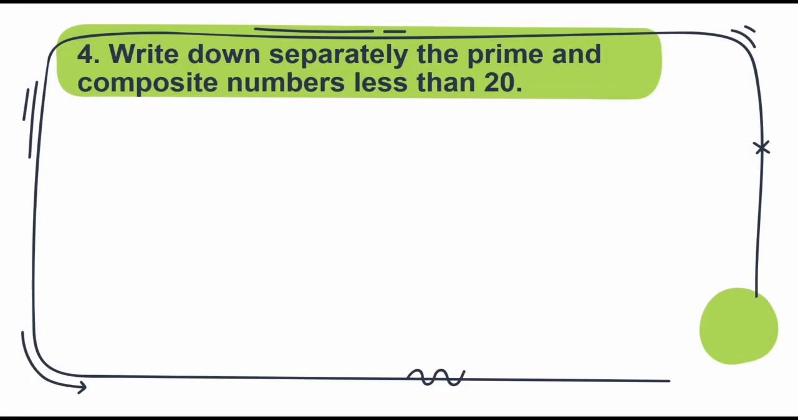The fourth question says, write down separately the prime and composite numbers less than 20. So we have to write prime numbers, okay, and I have to write composite numbers, which should be up to, sorry, not up to, it is less than 20. Okay, means 20 तक we have to write both prime numbers and composite numbers.